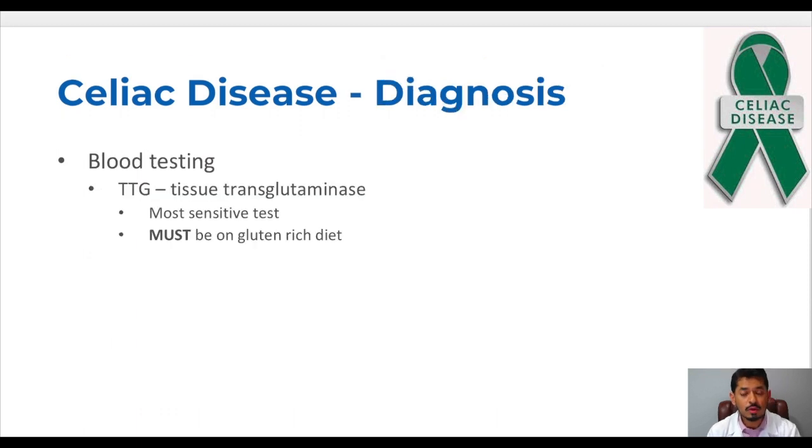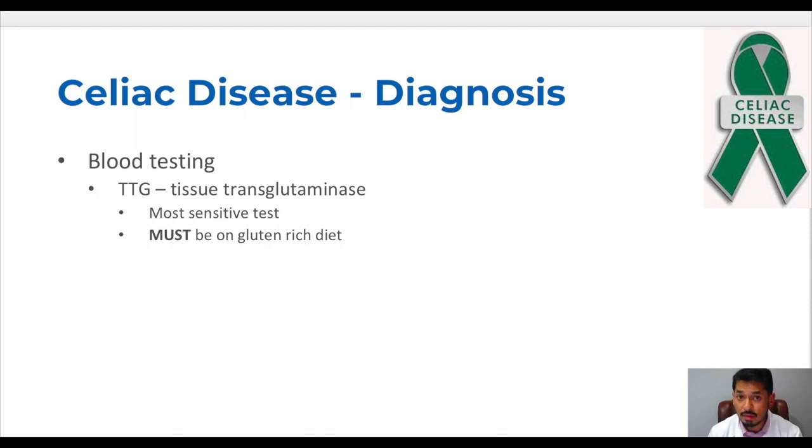Now, when we have somebody who we think may have celiac, there are a lot of different ways that we can diagnose these patients. One of the best and easiest tests to at least screen our patients is a simple blood test, checking for what's called a TTG, or tissue transglutaminase. This is probably the most sensitive test for celiac disease, and if you don't have this test being positive, there's a good chance that you may not actually have celiac.